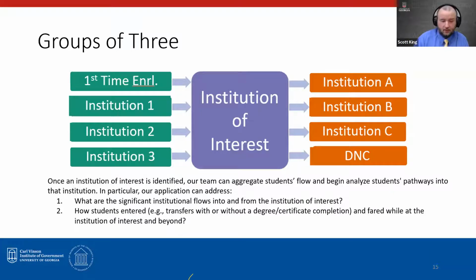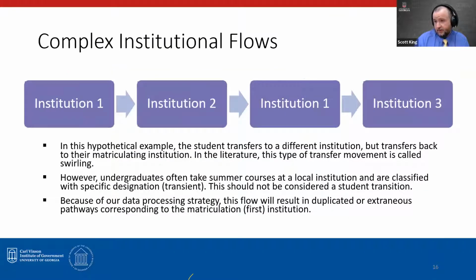Now, I've been to a few talks this morning at the conference, and an overarching theme I'd say is that transfers are not always so simple as that first slide would make it out to be. They don't always go from one institution to the next. Sometimes they swirl, sometimes they come back to an original institution, and this is an example of such a complex flow for a student. So this student started at one institution, transferred away to another institution before returning back to their original matriculation institution. In this example, we refer to this as a swirl in the literature.